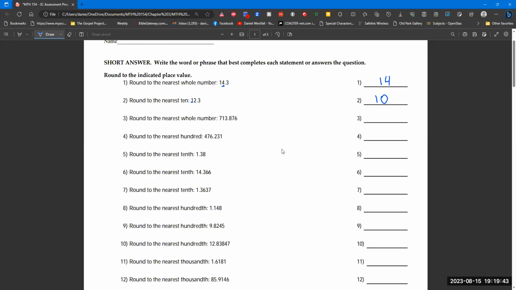Round to the nearest whole number. So... 713.8 is closer to 714 than it is to 713.